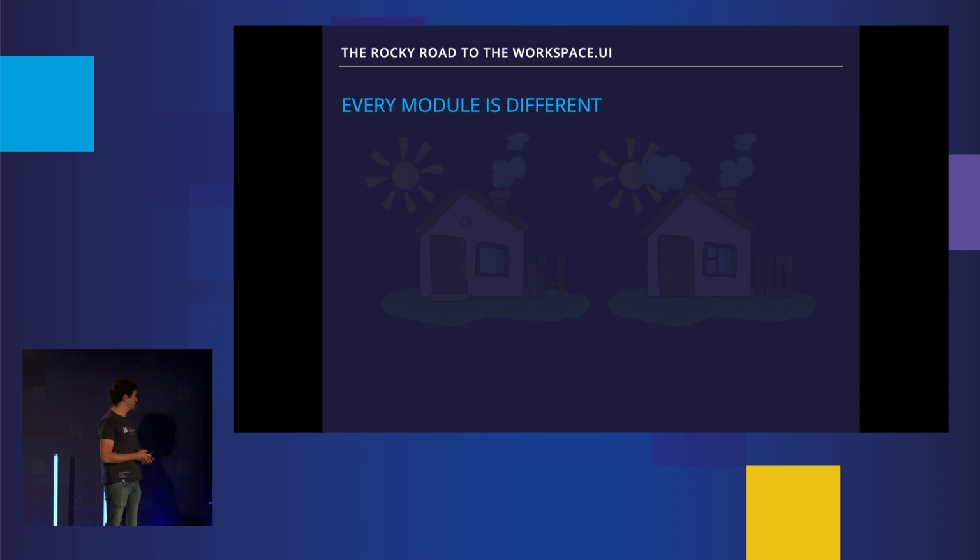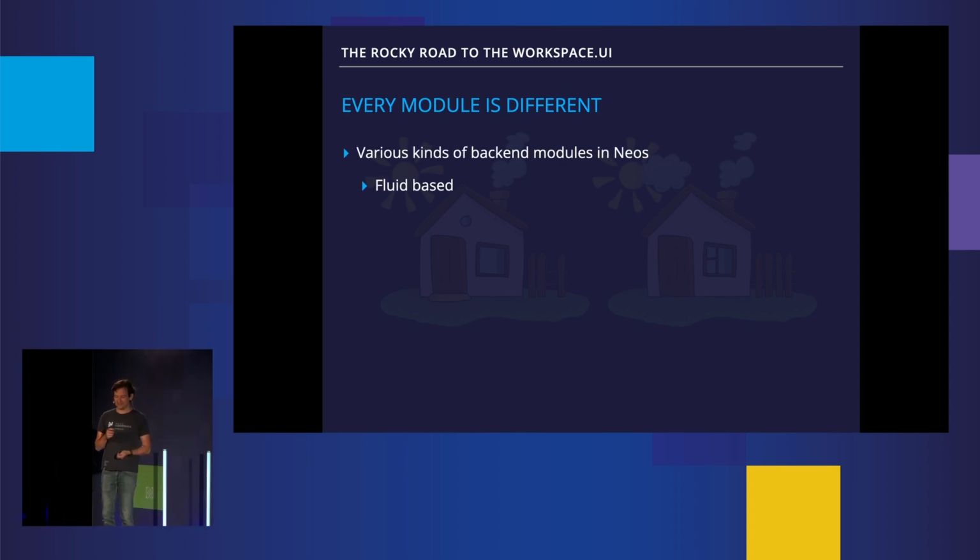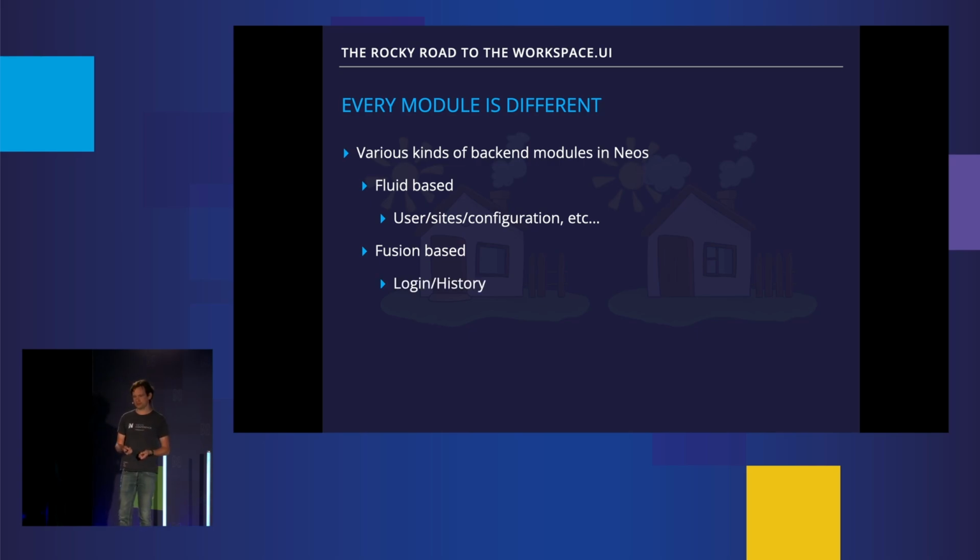Every module is different. Here, like this house, you hopefully find all 5 differences. I think I didn't miscalculate. There are various kinds of backend modules. So there are Fluid-based ones, the oldies, the user module, the sites module, the configuration module. Then we have the Fusion-based ones, which you're probably not so aware of, like the login screen is Fusion-based. And history, which is most of the time disabled because it never really worked properly. Until hopefully soon it will be there freshly.